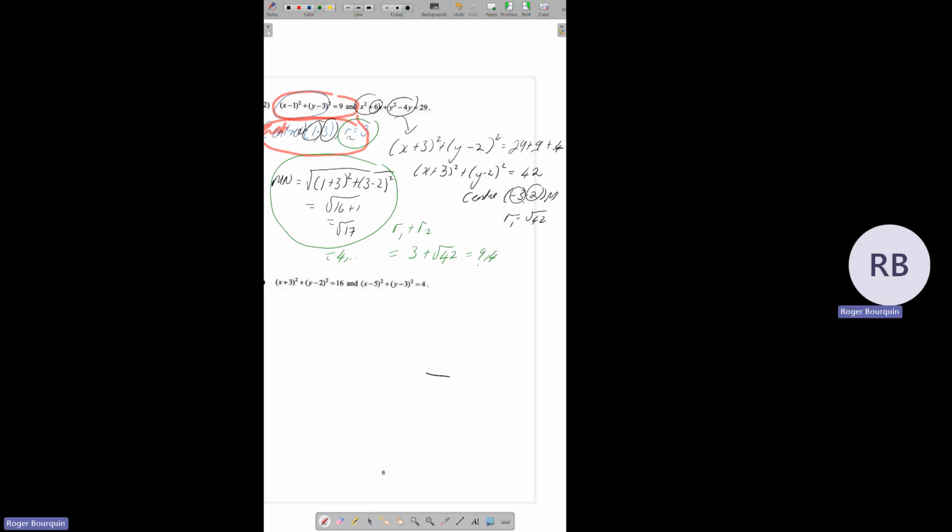Okay, so you've got a scenario where R1 plus R2, the sum of the radiuses, is bigger than the distance between the centers, MN. If you took the one radius and the other radius, there's R1, there's R2, it's bigger than the distance between the centers, which means that the circles must intersect at 2 points. So your answer for that one is the circles intersect at 2 points.